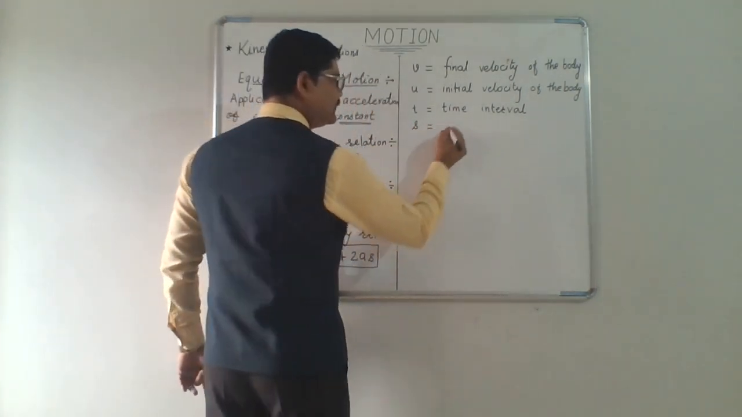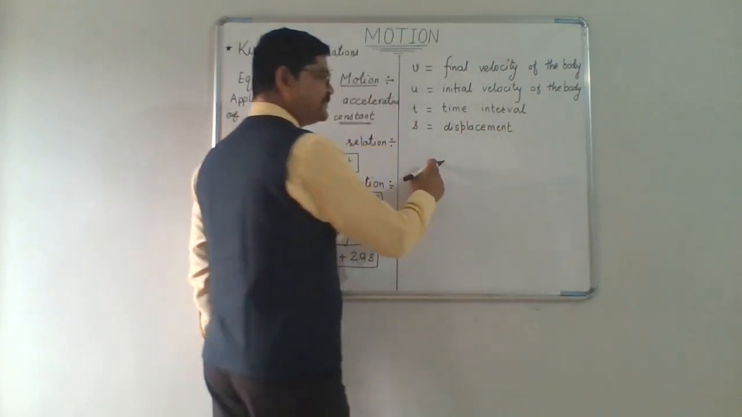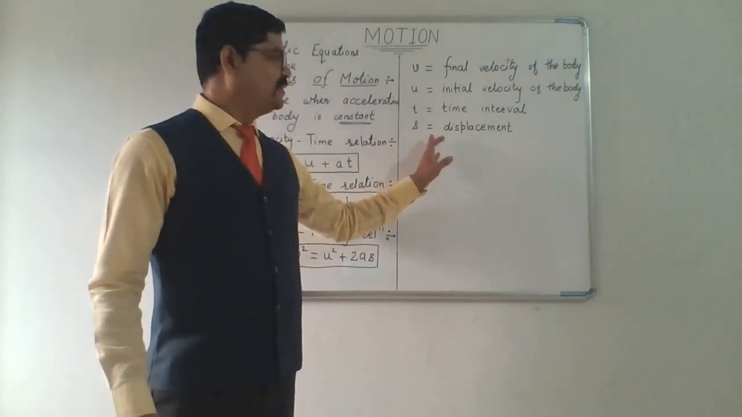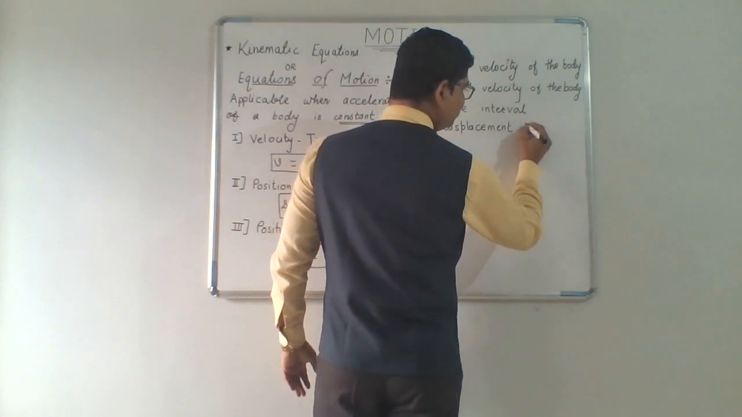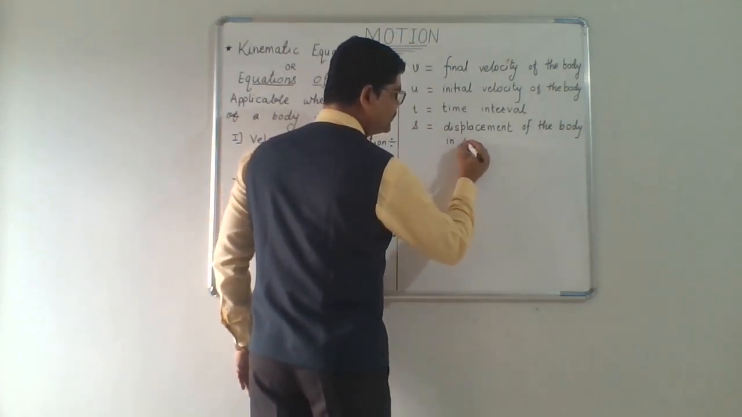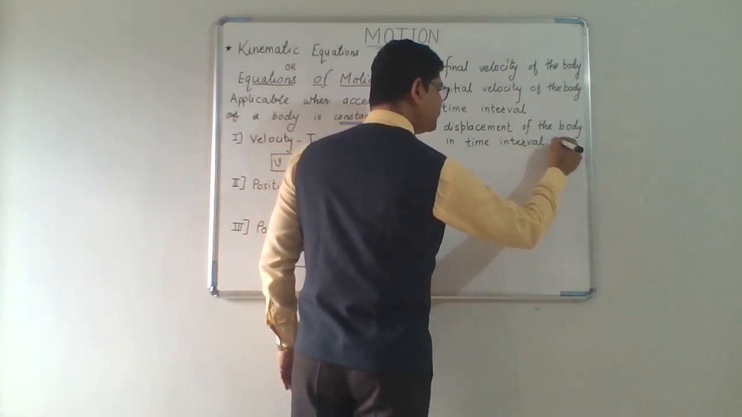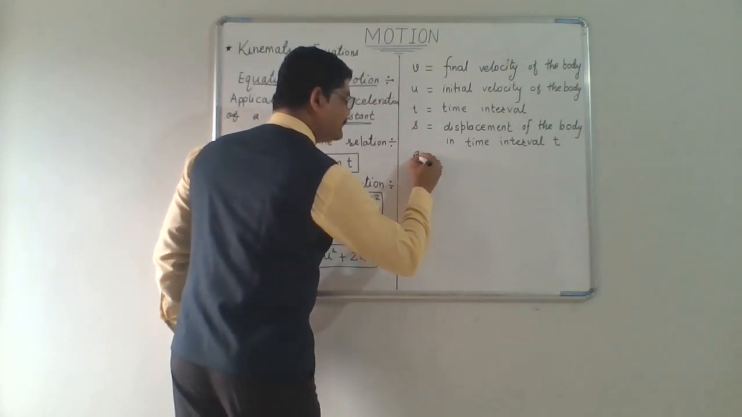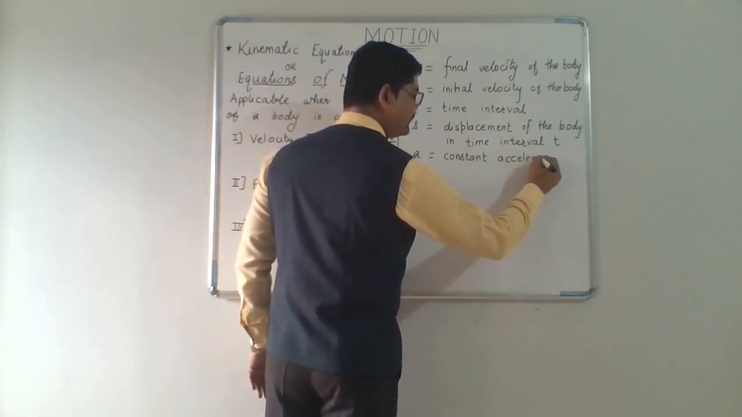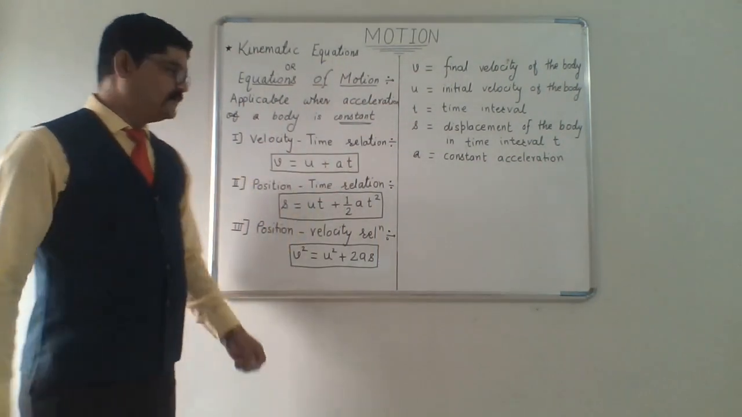S is the distance or displacement. When we are talking about linear motion, the object is moving along a straight line, so the magnitude of displacement and the distance are both equal. That's why we can call it displacement or distance. Displacement of the body in the given time, in time interval T. A is the constant acceleration, or uniform acceleration, given to the body.